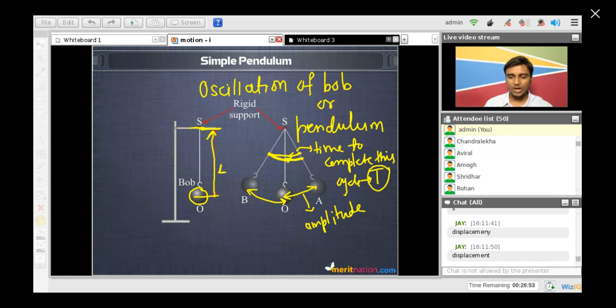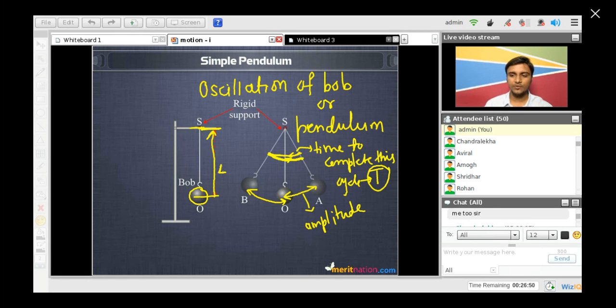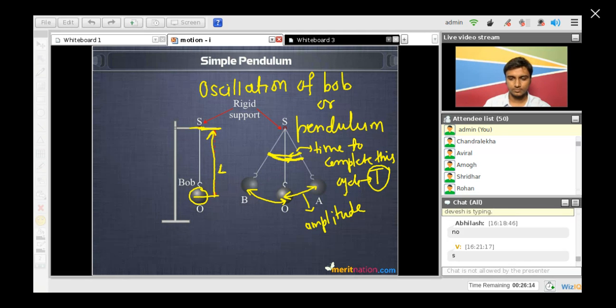Is there any doubt in this definition? Amplitude and time period, is it clear to every one of you? Time taken to reach from A to B, then B to A, that is one cycle, right? It should reach its position back. Is it clear to every one of you? Kindly respond quickly in the chat box. So to maximum of the people it is clear, I guess.